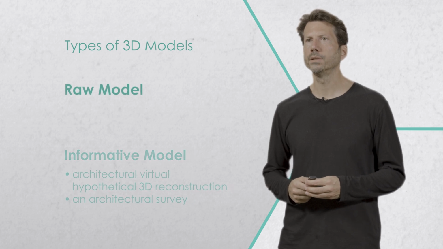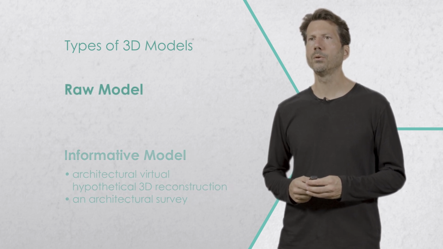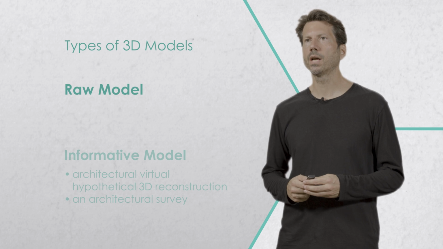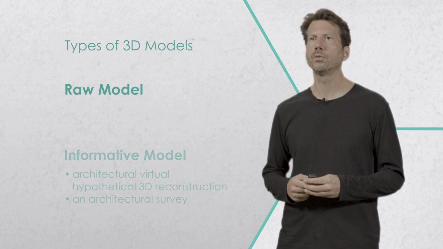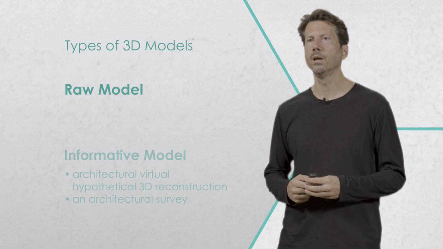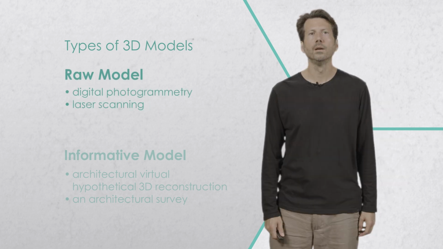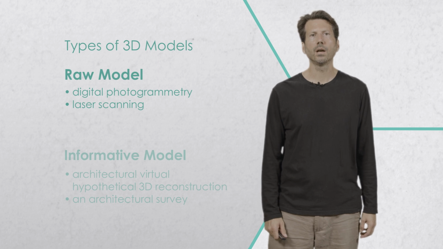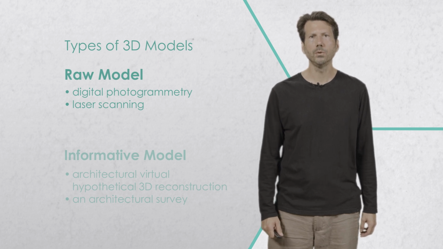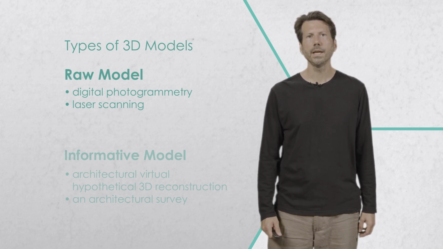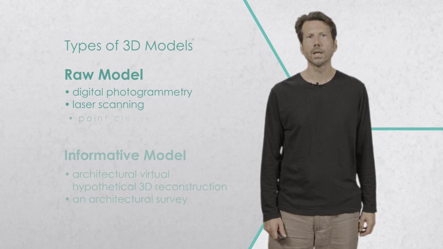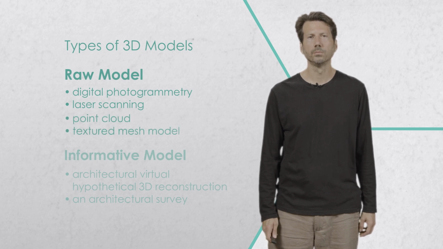The raw model is a digital 3D model obtained through a quasi-automatic procedure, starting from raw data captured from physical sources with minimal subjective interpretation by the operator. For example, digital photogrammetry and laser scanning. Possible sources may be archaeological remains, for example, the ruins of a Roman theater. In this case, the raw model could be a point cloud or a textured mesh model.